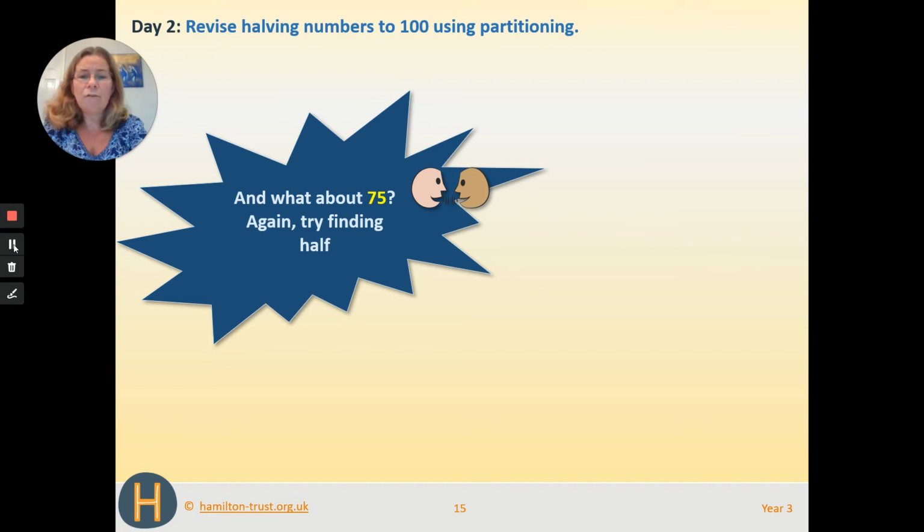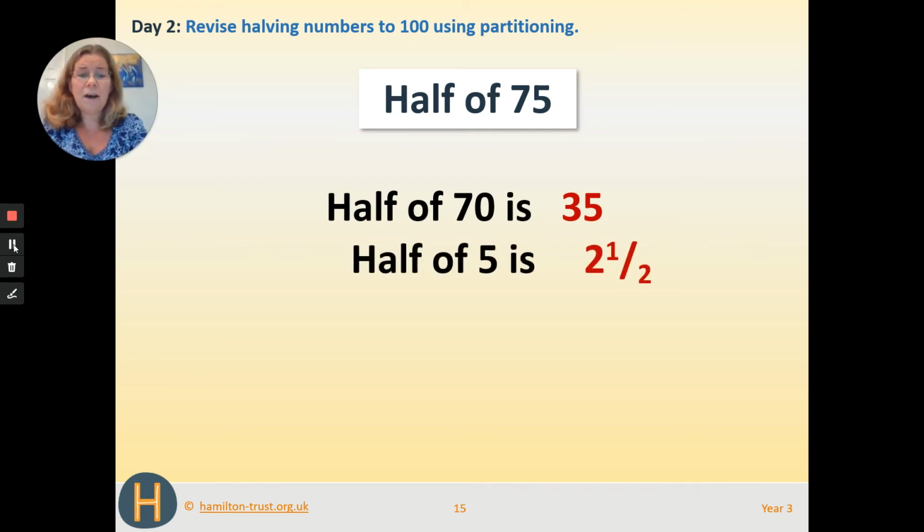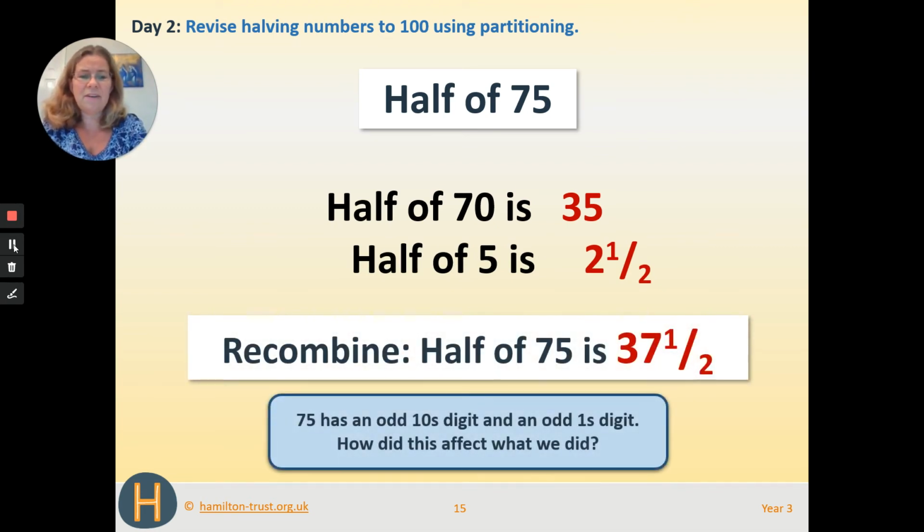Again, try finding half of 75 using the same method. Pause the video. When you've done it, restart it and we'll look at it together. Ready? Half of 75. Half of 70 is 35. Half of 5 is 2.5. Recombine half of 75 and you get 37.5.